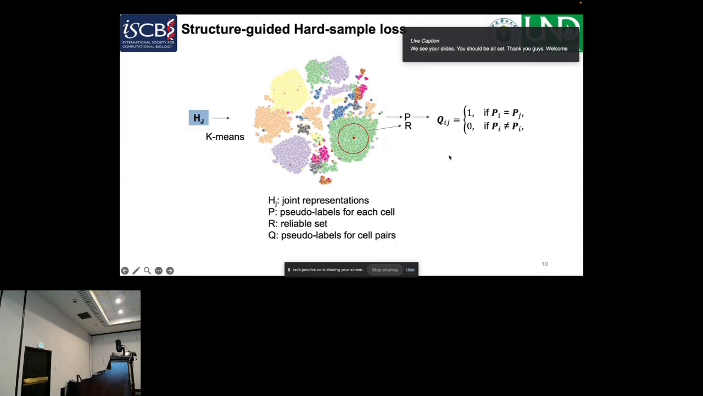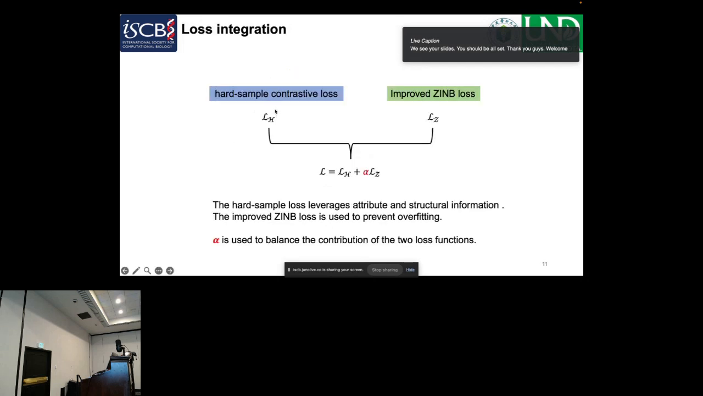And the next step is to assign weight to each sample pair. In scGEN, we have two loss functions. The hard sample loss function effectively leverages attribute and structure information from the cellular matrix, and the improved ZINB loss is used to prevent overfitting. And these two loss functions are combined to improve clustering results. And the hyperparameter alpha is used to balance the contribution of these two loss functions.